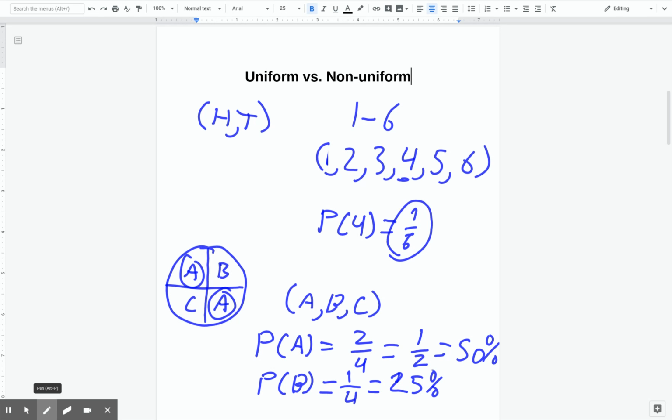So you can see that A is more likely than either B or C. This would be a good example of a non-uniform distribution. Not every option has the same chance of happening. So that's the major difference between a uniform and a non-uniform distribution.